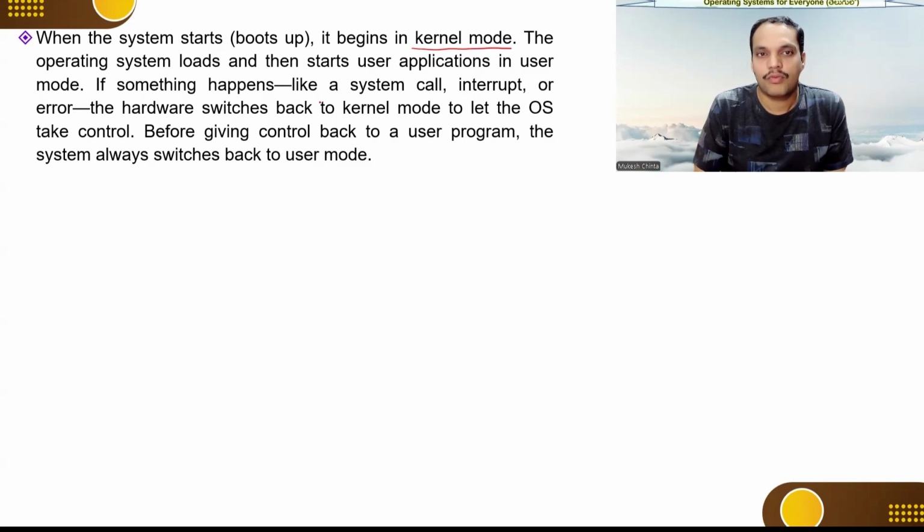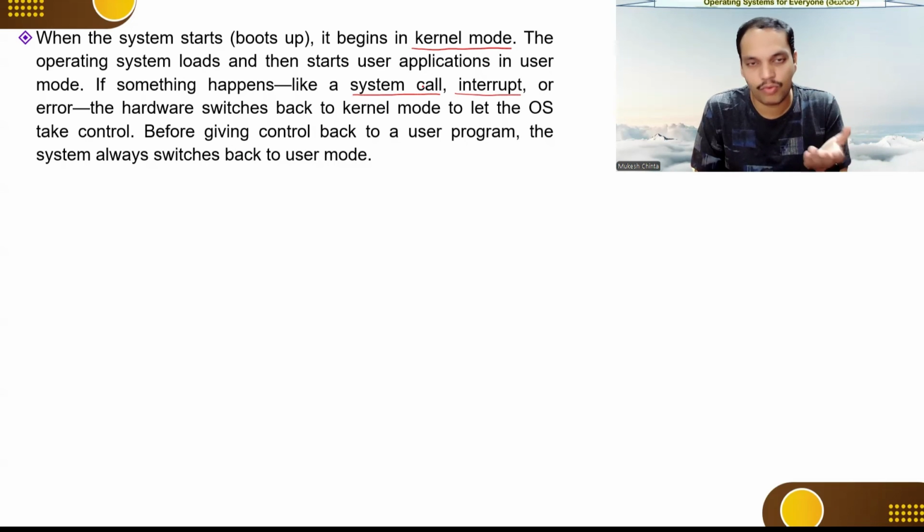But once it starts the user applications, it switches back to user mode. If something happens, like a system call, interrupt, or error, the hardware switches back to kernel mode to let the OS take control. That means a system call request, an interrupt, or some kind of error happens, then this mode will be changed to kernel mode such that the kernel can take full control and execute it and see what is to be done. Once it is completed, then it gives the control back to the user program.